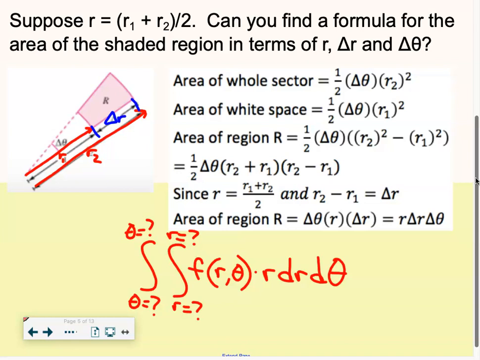Whenever I think polar, my brain thinks r dr d theta, r dr d theta. I always think r dr. I don't know why it reminds me of party har, if anyone even knows that expression. Okay, it's old time laughter. Anyway, so that's how I remember it.